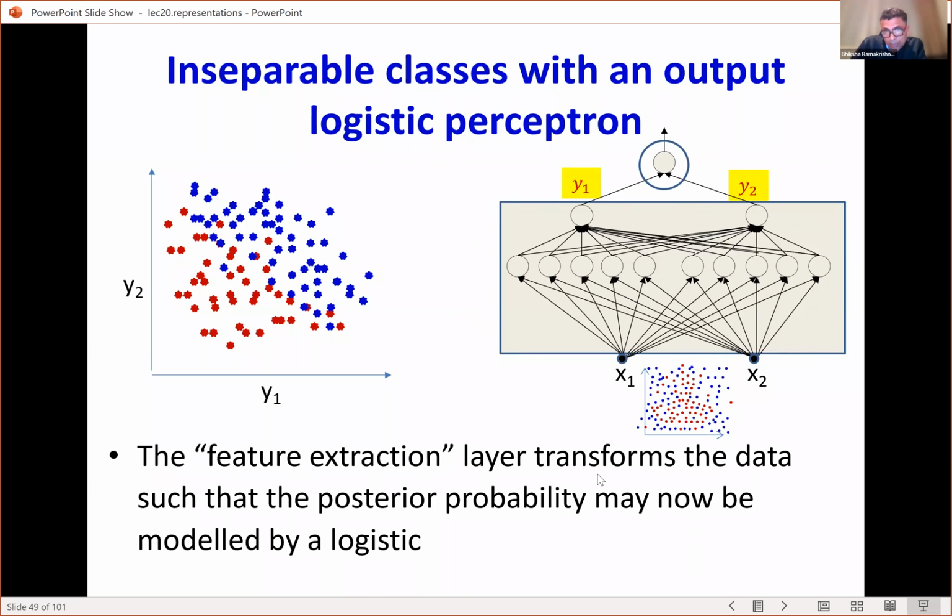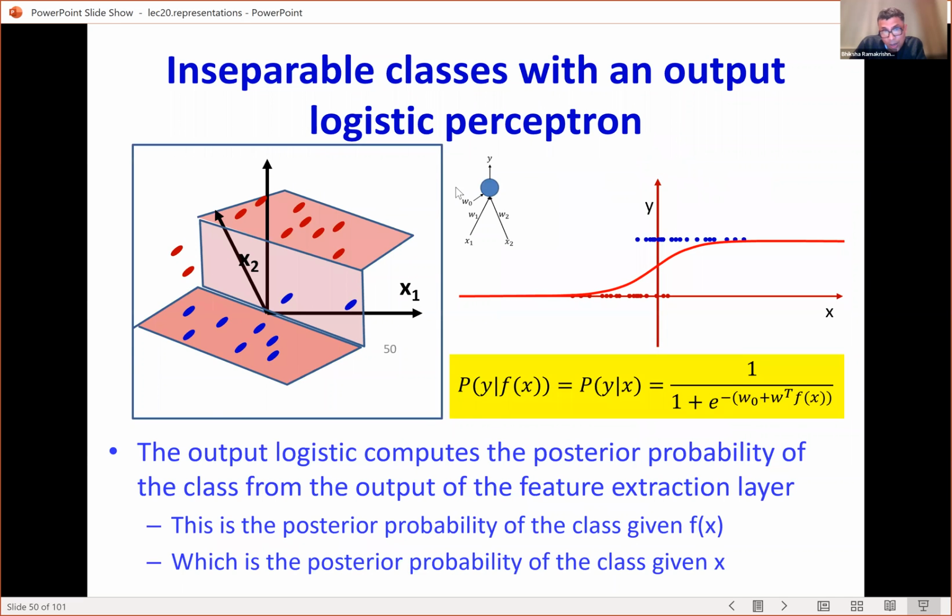Again, the network comprises two components. This function shown by the gray box, which I'm calling f of x, which tries to make the data linearly separable, and then the classification layer, right? And so the output softmax that you compute is computing the a posteriori probability of the classes given f of x. But then being given f of x is basically the same as being given x. And so, which is 1 over 1 plus, which is basically the logistic computed at f of x.